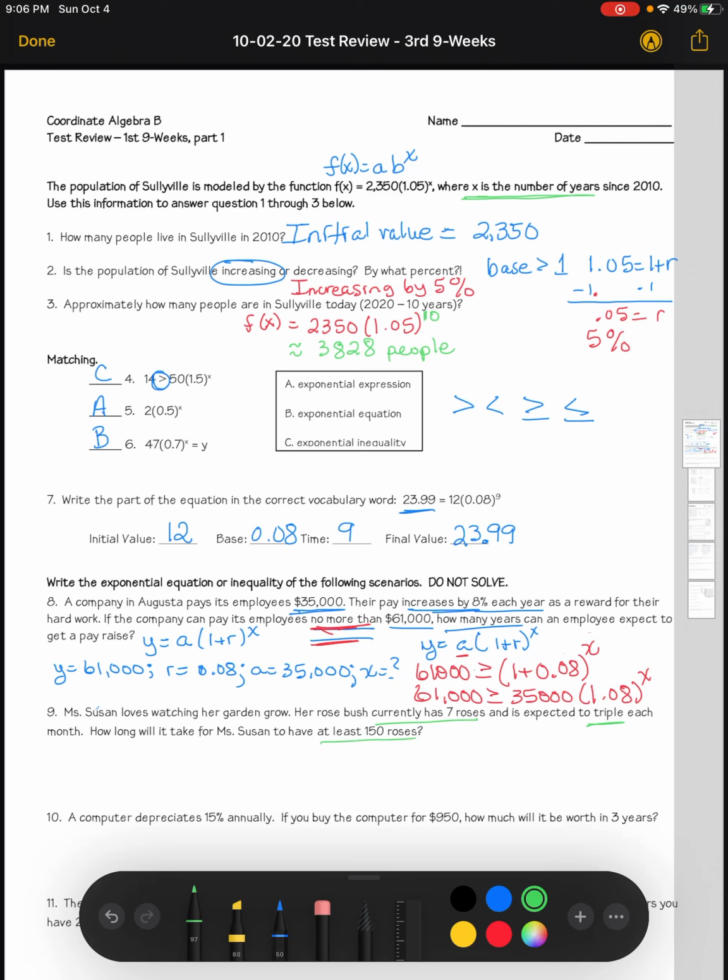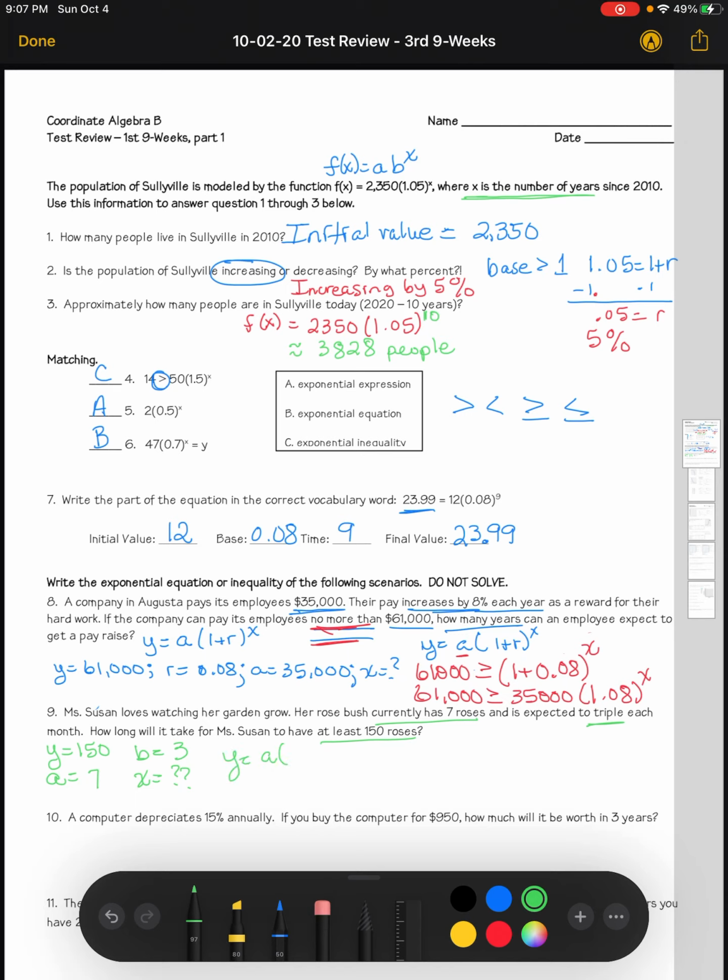So we have at least 150 roses. Our y is equal to 150 because that's how many roses we want at the end. Our a is equal to 7 because that's how many she's starting out with. Her b, the base, is triple, so we're going to use 3. And we do not know the time. We don't know how long it would take. So we know this will be an inequality.